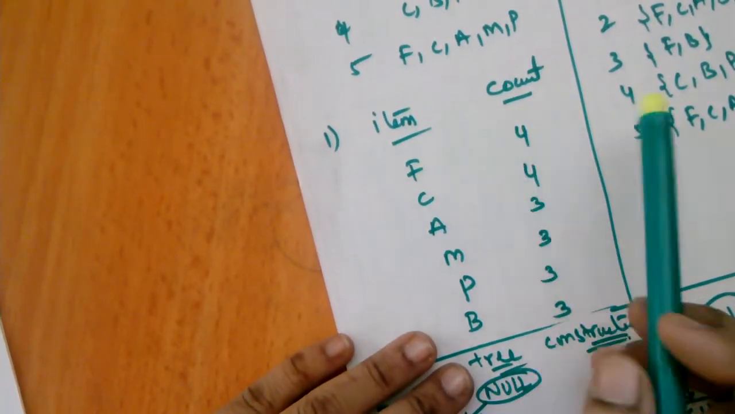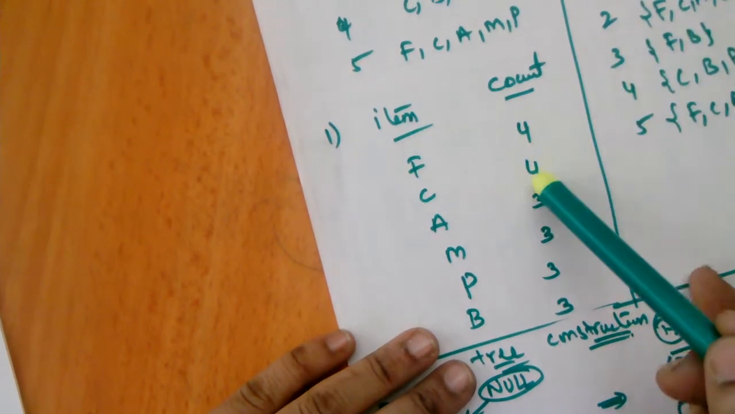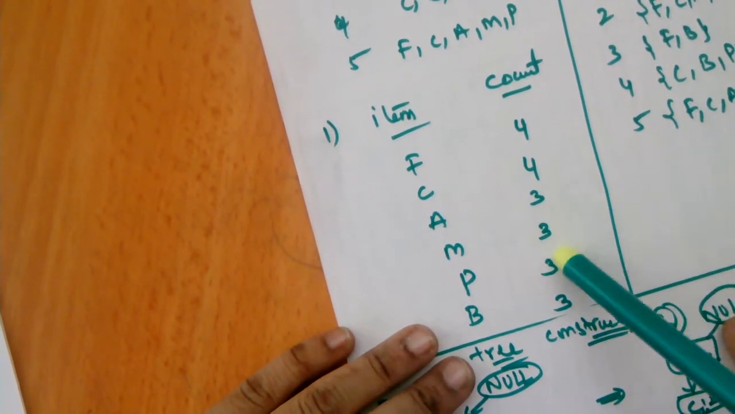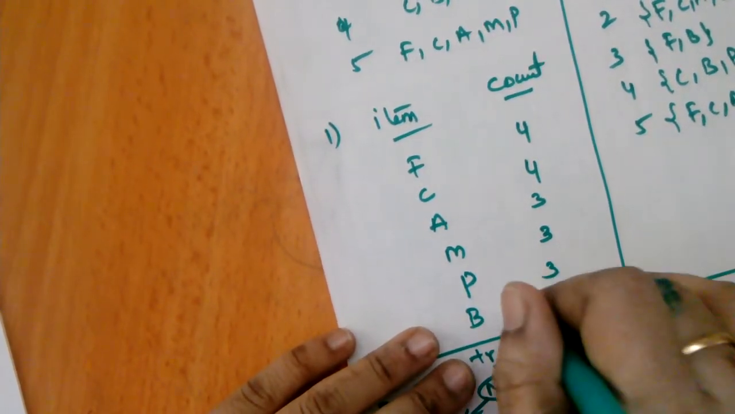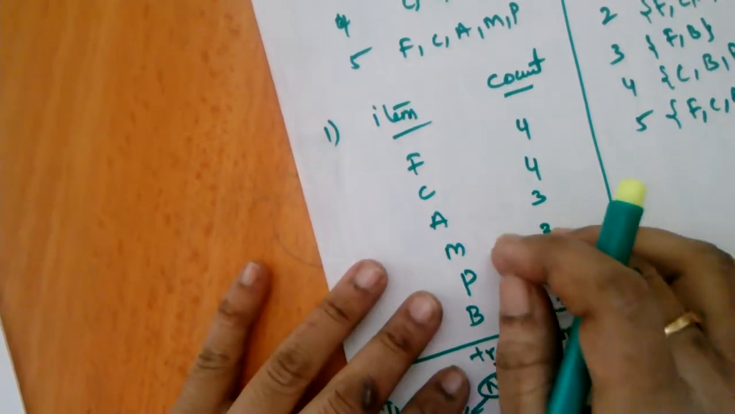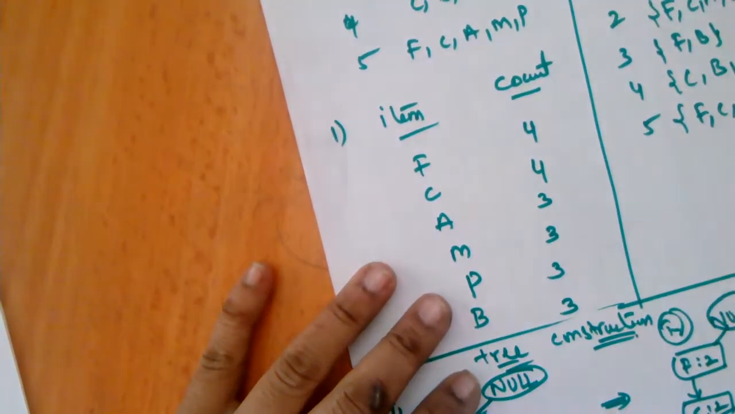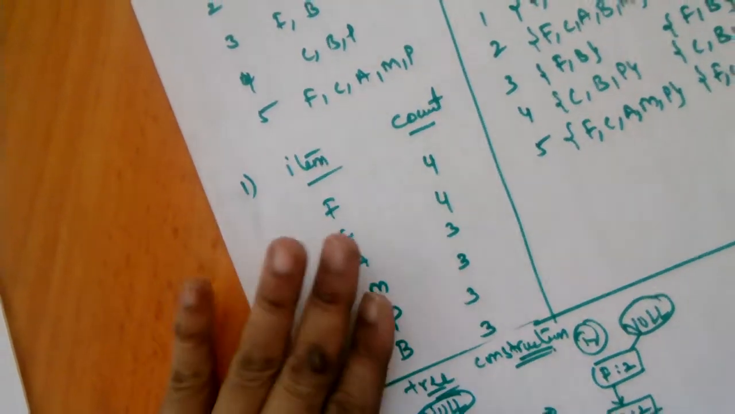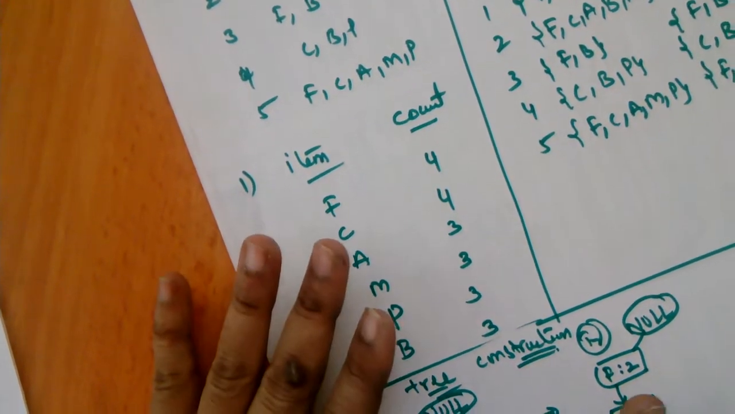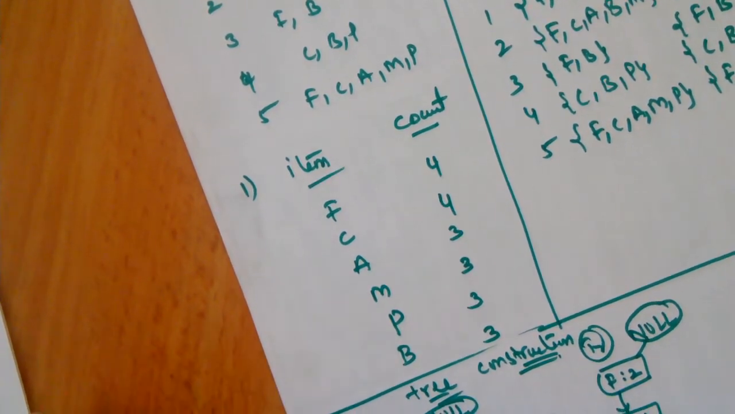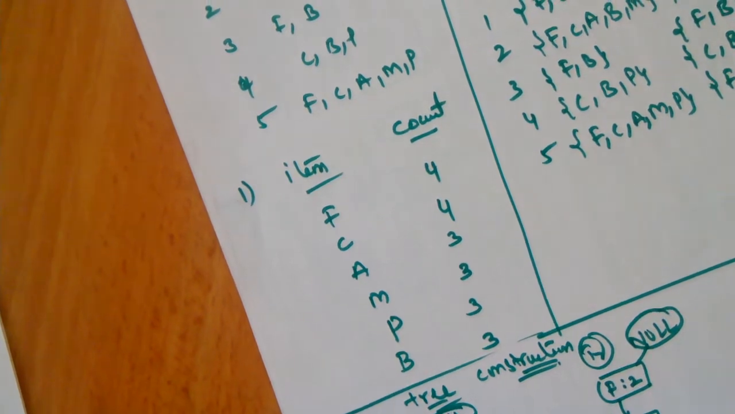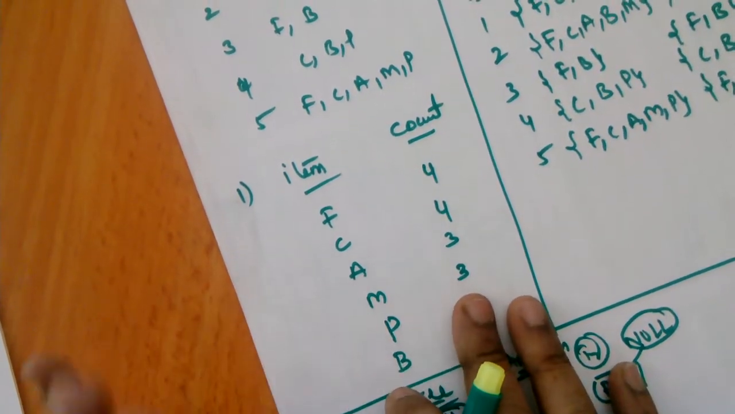So like that we can say F count is 4, support greater than threshold; C is 4, and A 3, M 3, P 3, B 3. So all these are frequent items whose support is greater than or equal to the minimum threshold value. This is the first step. Now a frequent pattern set is built which will contain all the elements whose frequency is greater than or equal to the minimum support.